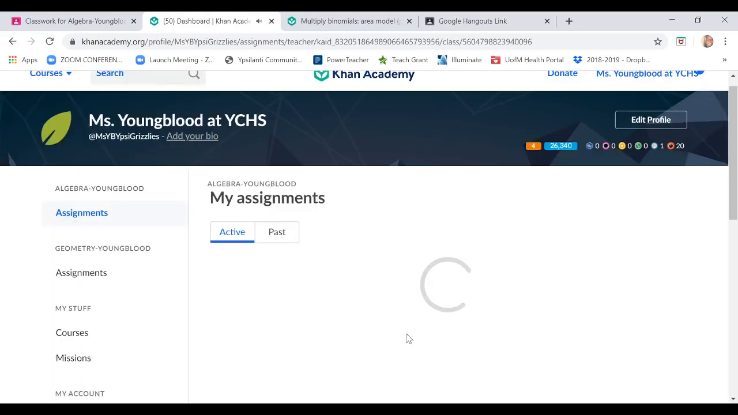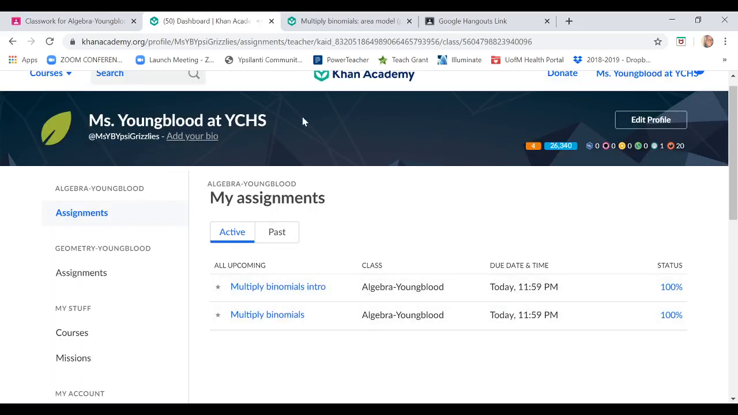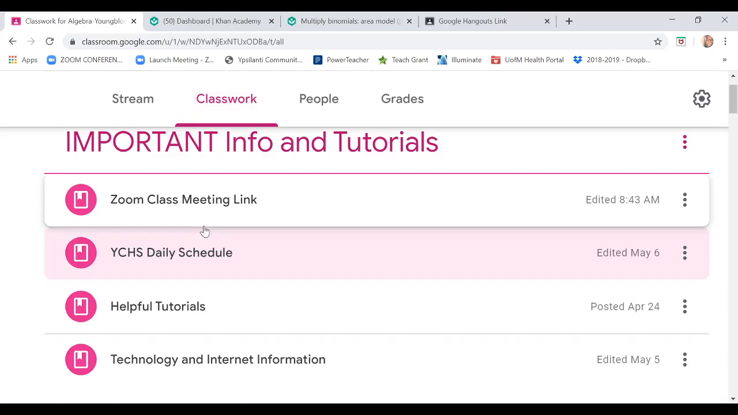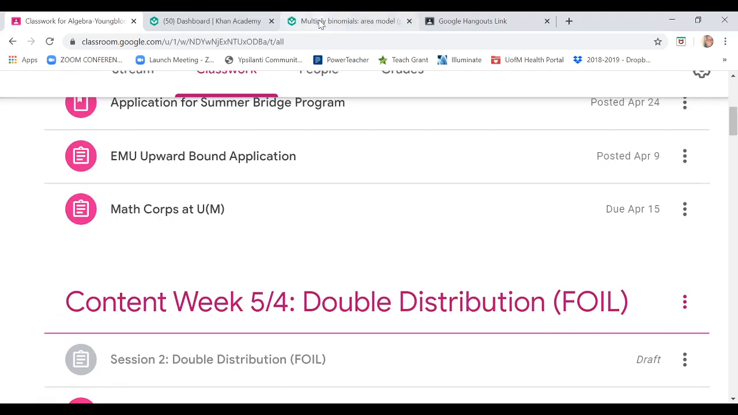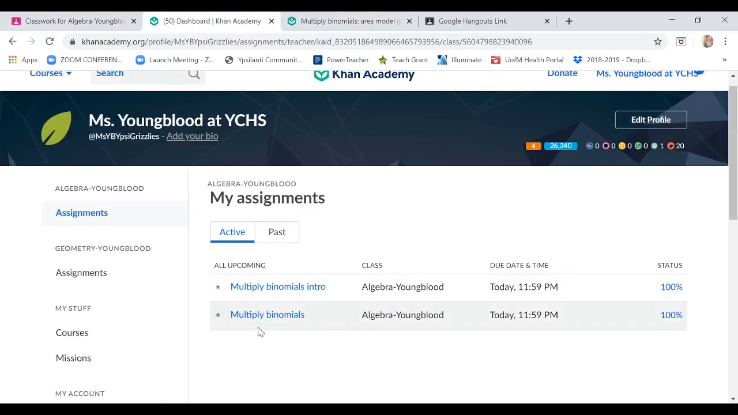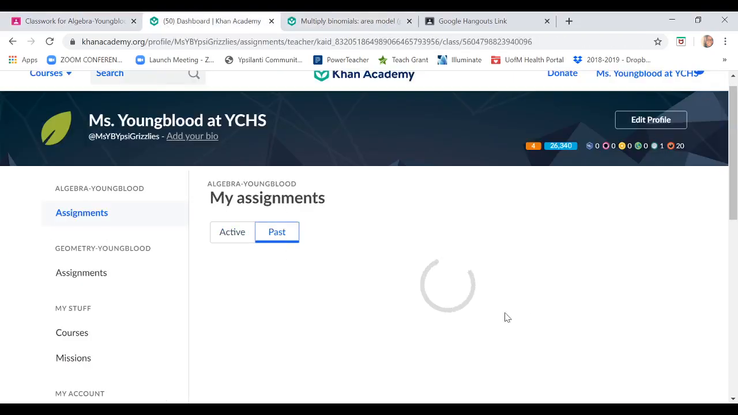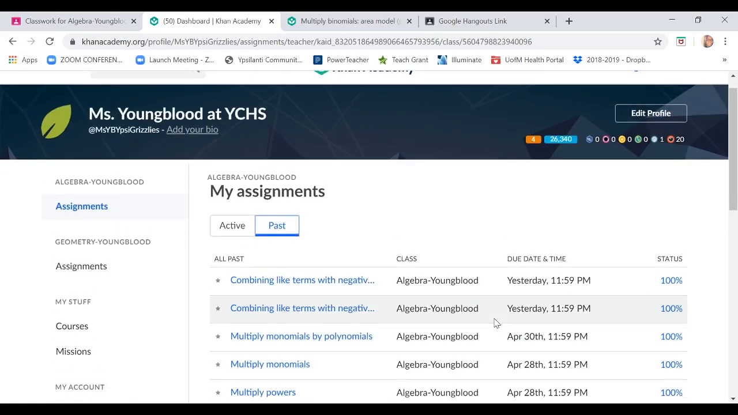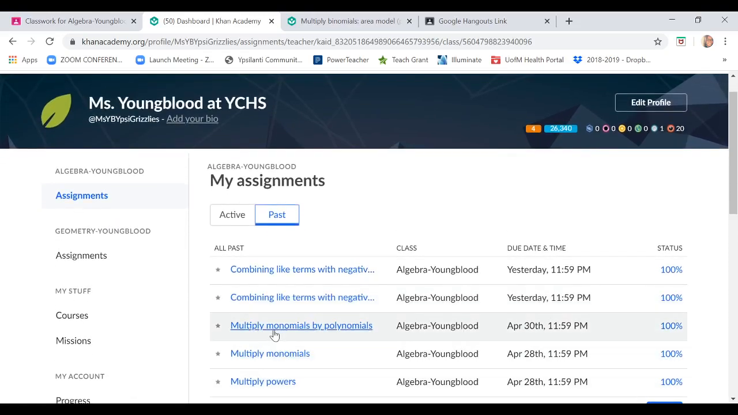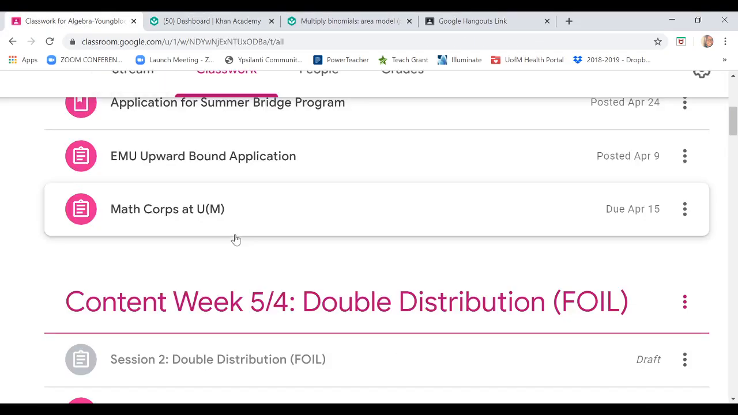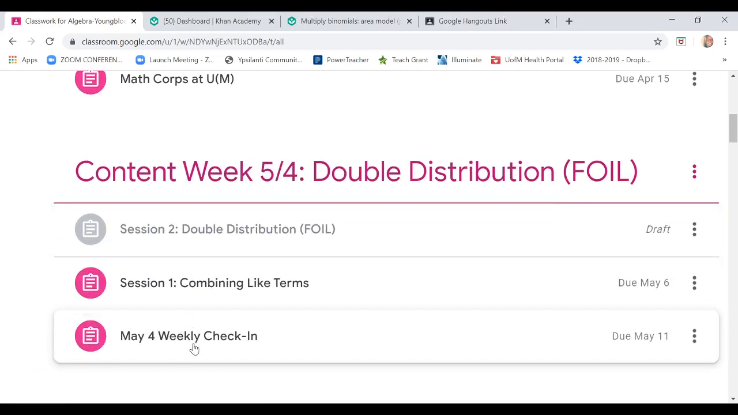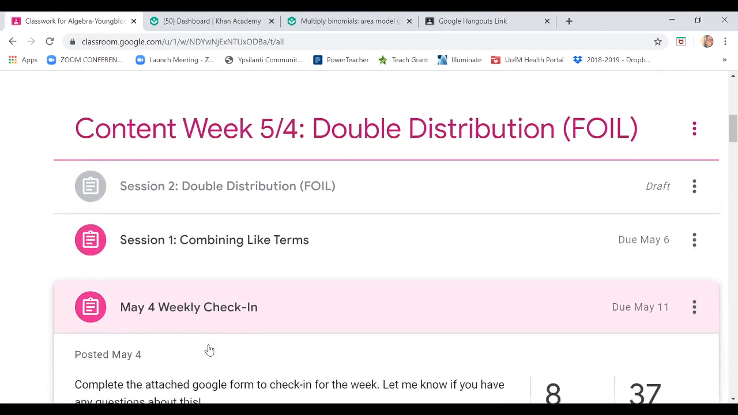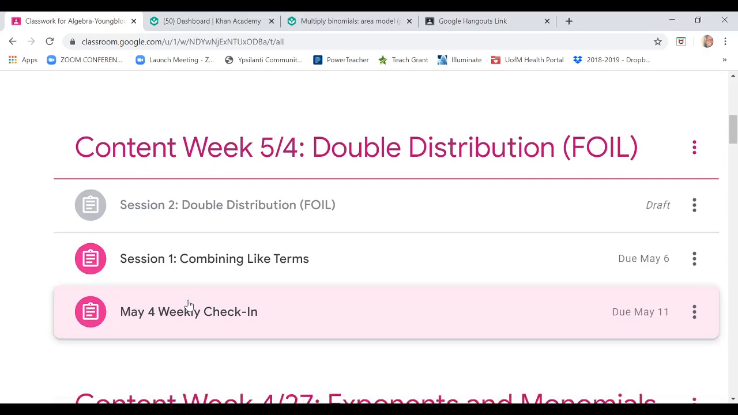So that concludes my little tutorial on how to do these next two assignments. If you have not already, in Khan Academy, make sure you've completed both of these assignments and your past assignments as well. So the powers, monomials, finding my terms, just make sure you're knocking those out as soon as possible. And on Google Classroom, just make sure for this week you are doing the weekly check-in. So make sure that's getting knocked out as soon as possible as well.